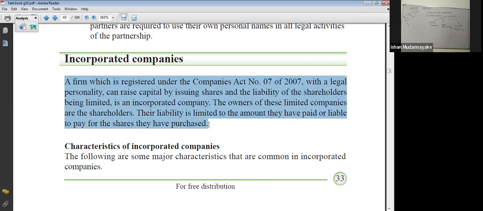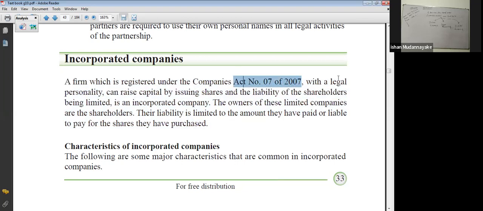A firm which is registered under the Companies Act number 7 of 2007 with the legal personality can raise capital by issuing shares, and the liability of the shareholders being limited is an incorporated company. The owners of these limited companies are the shareholders. The liability is limited to the amount they have paid or are liable to pay for the shares they have purchased.